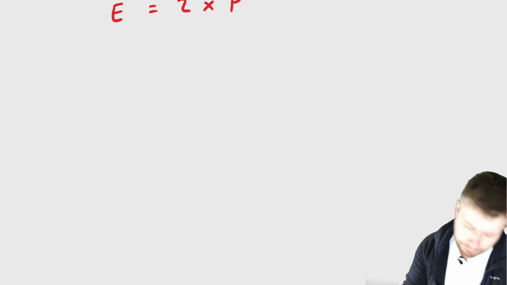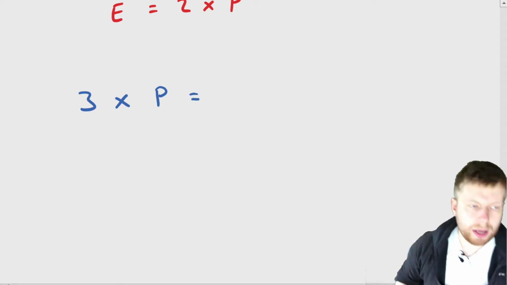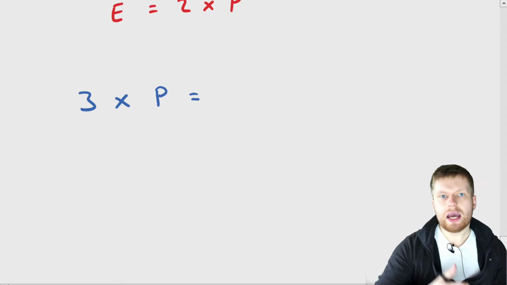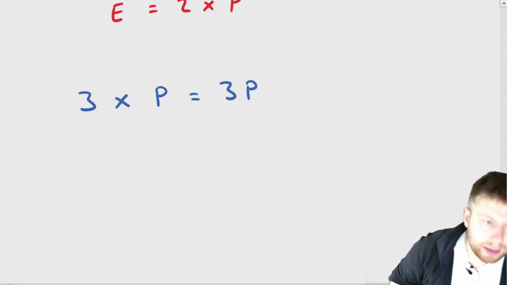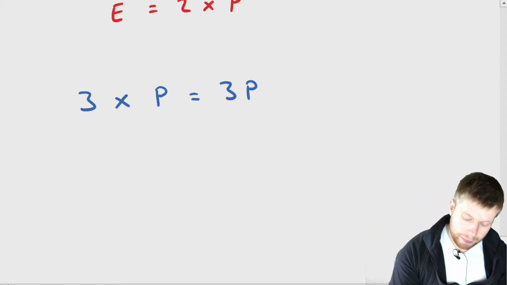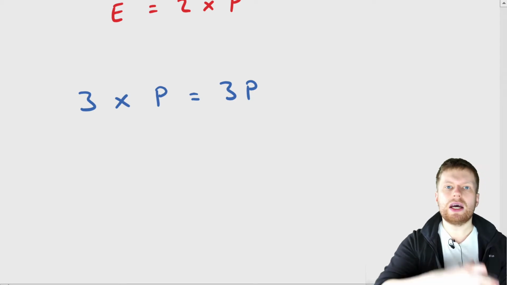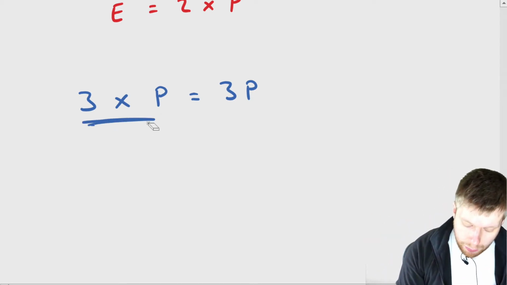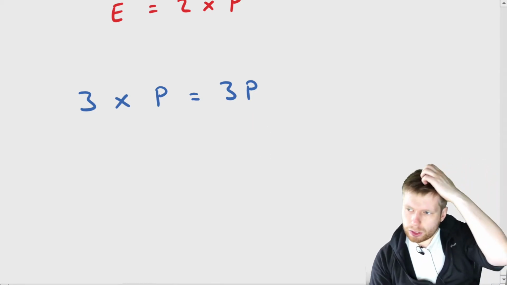So the first, if I have 3 times by some value, let's say p. If I have 3 times by some value, well, I don't write it as 3 times p. I just write it as 3p. So for example, if this p represents people, instead of having 3 times people or 3 lots of people, that's what it says on the left-hand side, I would just simply say 3 people. And that makes more sense.